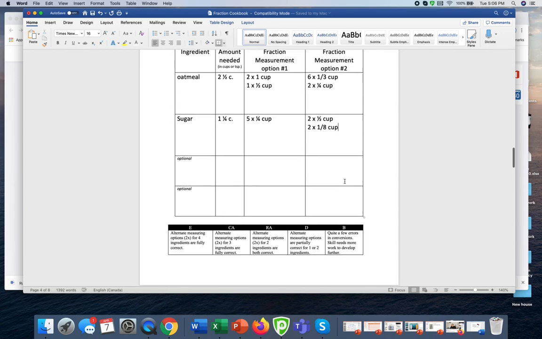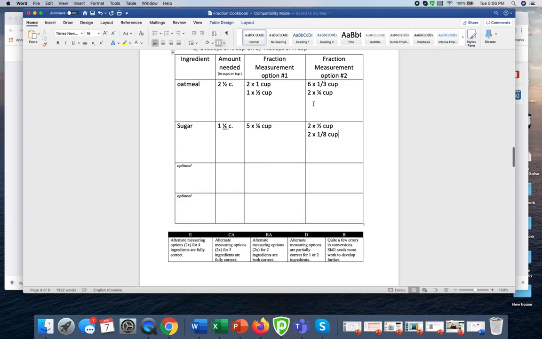Okay, so what I have done currently would give me an RA because I have used 2 alternate measuring options. Okay, alternative measuring option 1, alternative measuring option 2, and I've done this for 2 ingredients and they're both correct. Okay, a CA would be that you are going to do another ingredient, and then an E would be that you're going to do 4.